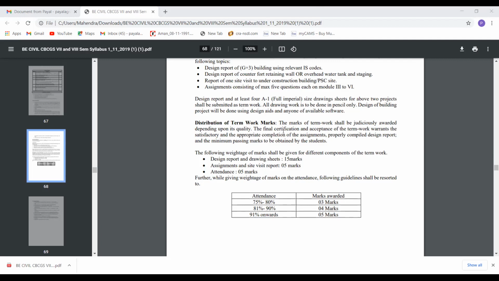For this, you have to use the full imperial size drawing sheets, that is the A1 sheets. So this is your syllabus for DDRCS.